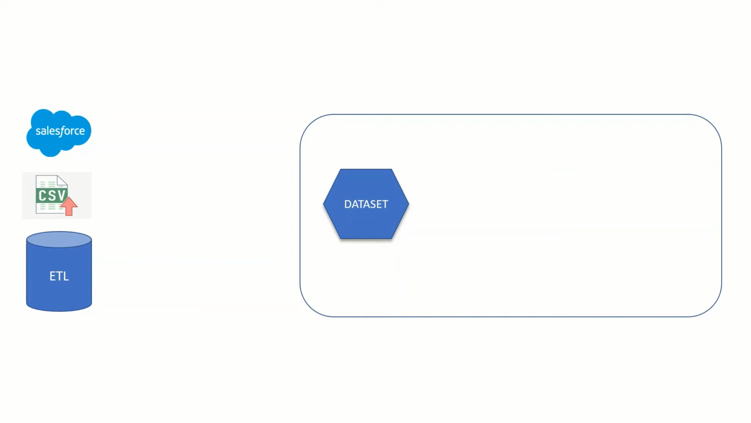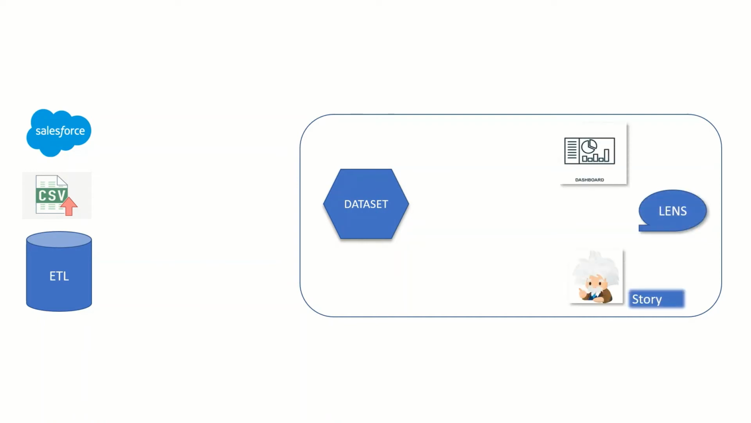Then we create a data set from them. Then from the data set we can create dashboards, lenses, and stories. All of this, the data set, dashboard, lens, story, recipes, are a part of an app. So why an app? An app gives us permissions, we can grant access to users. So what users will have access to that particular dashboard, they can view that dashboard in that manner.